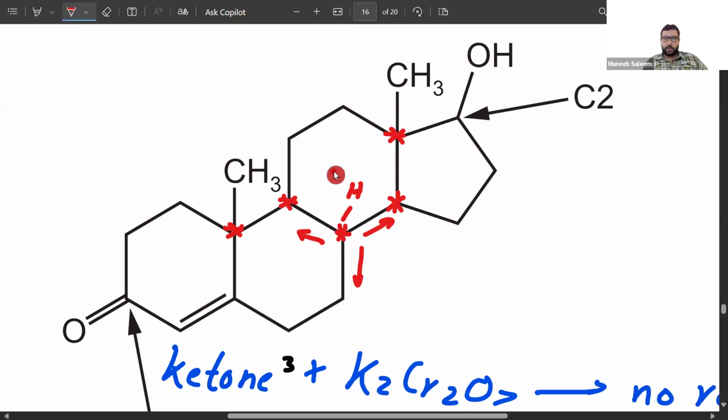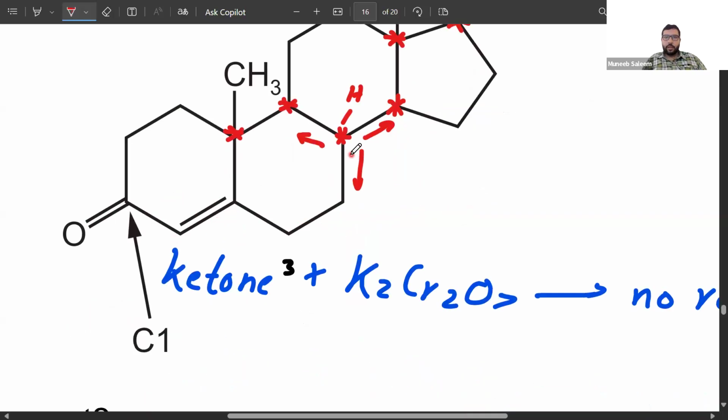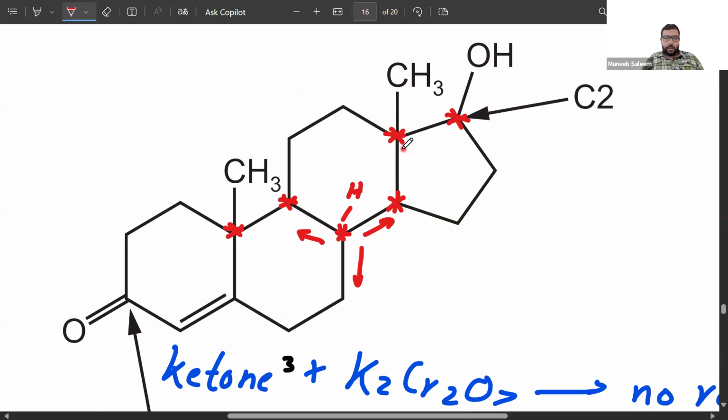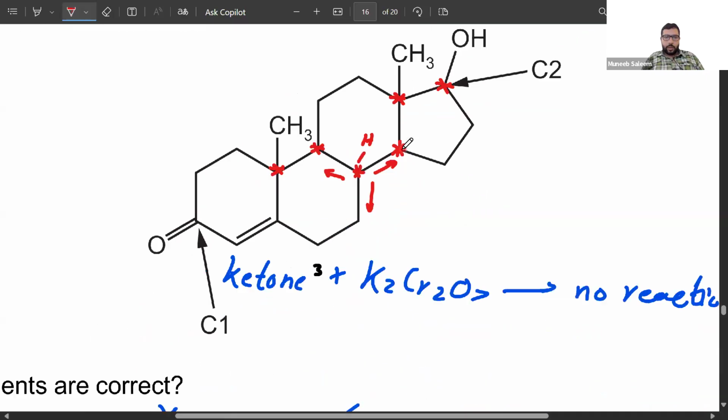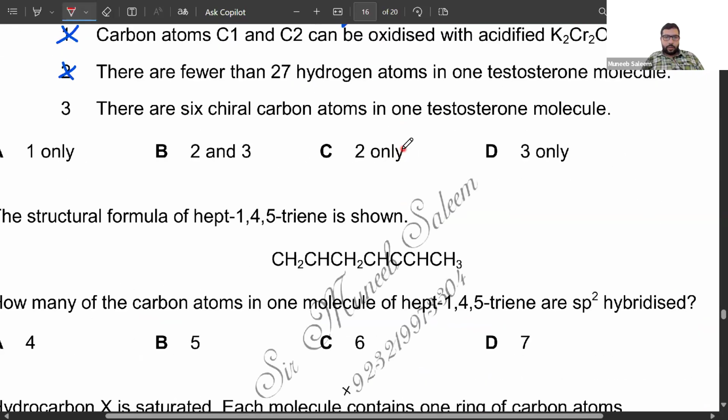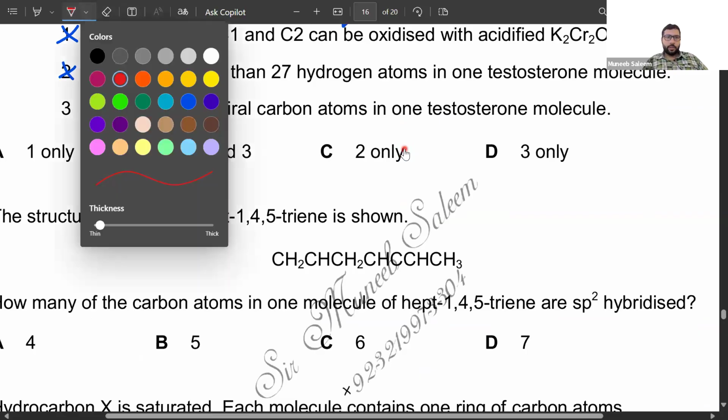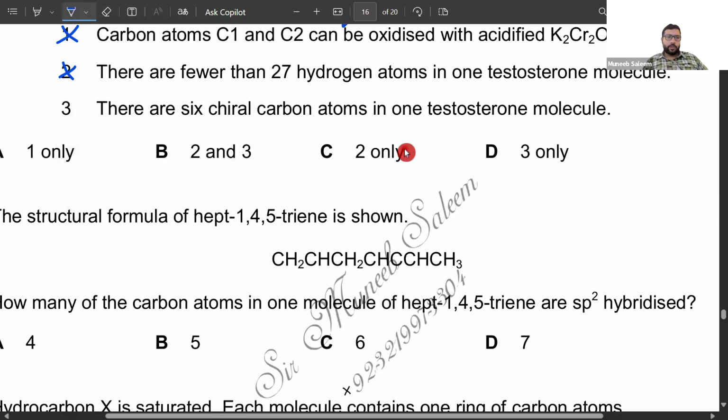So we have now 1, 2, 3, 4, 5. And one more is mentioned over here. It also has 4 different groups attached. So in total, we have only these 6 chiral carbons present in the molecule. And there is no other point where chiral carbons are present because they all are attached with 4 different groups. So that's why we can say the third statement is the correct option. The third statement. That means the correct option becomes the D option.